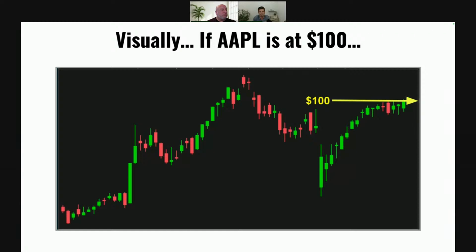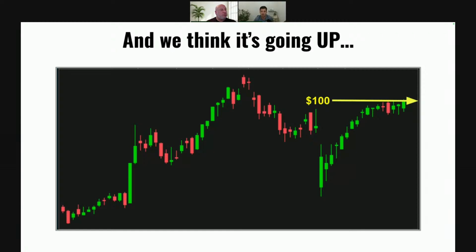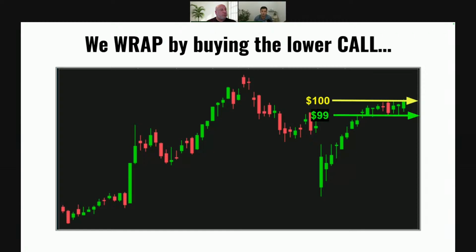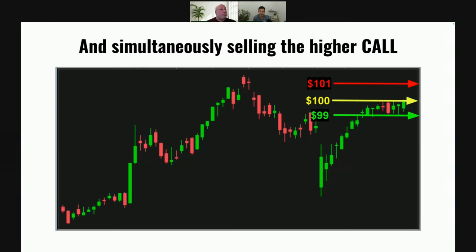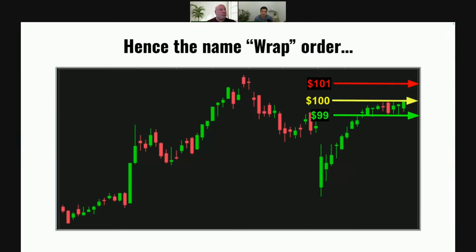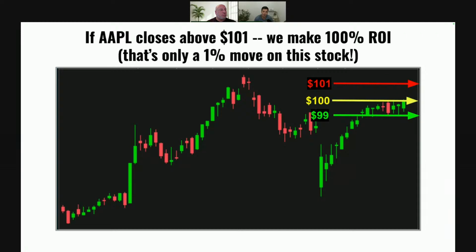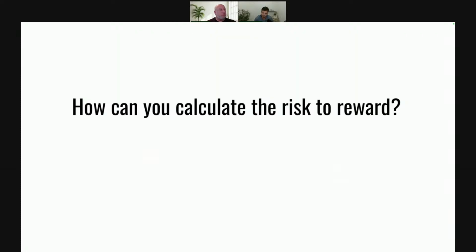So visually, this is what the wrap order looks like. If Apple's at $100 and we think it's going up, we buy that lower call, the in the money call, and then we simultaneously sell the higher call, the one just slightly out of the money, wrapping the current price of the stock. And that's why I give it the name, the wrap order. So if Apple closes above 101, in this example, you would double your money. And that's about a 1% move on this stock.